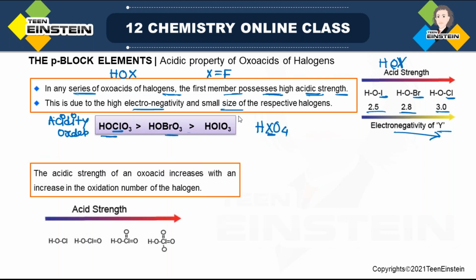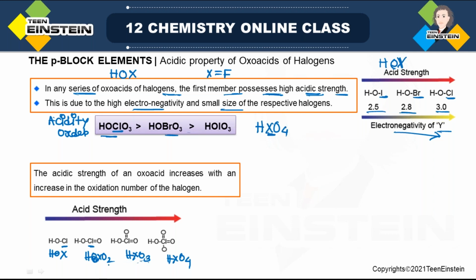But if you are keeping the halogen fixed, but you are changing the formula, that means here halogen is chlorine, but you are moving from HOX type to HXO2 type, HXO3 type, HXO4 type. So now you are changing the formula. So halogen is fixed. How will the acidic strength change? As you are moving from HOX to HXO2, HXO3, HXO4, it will increase.